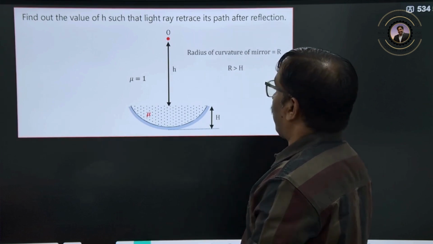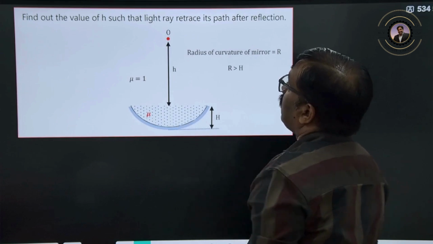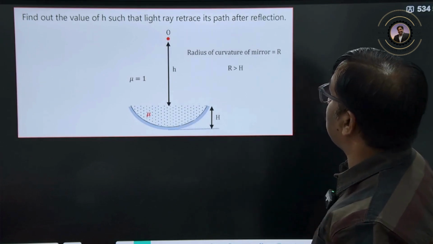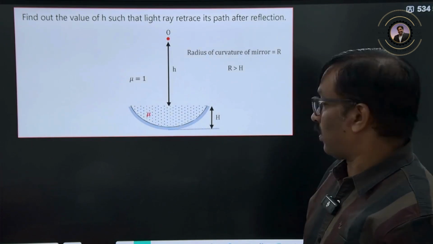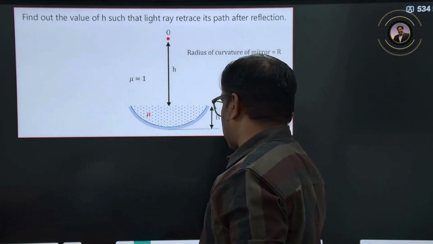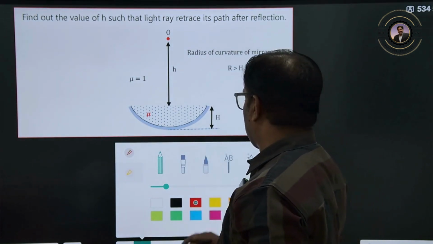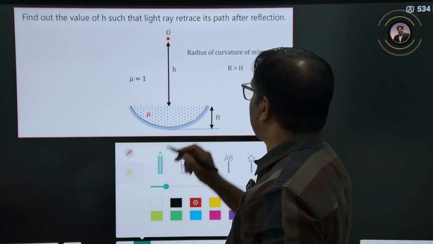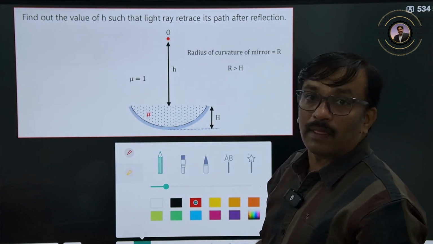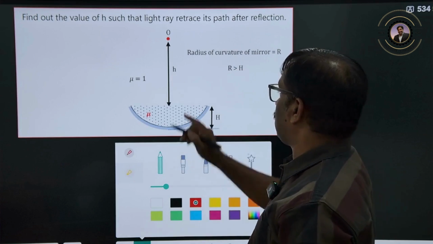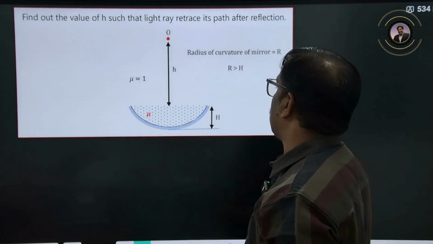Find out the value of h, this h now, such that light rays retrace its path after reflection. Light rays retracing its path after reflection means what should happen now? Therefore, from here to here it should be the center of curvature for this type of mirror. Clear?